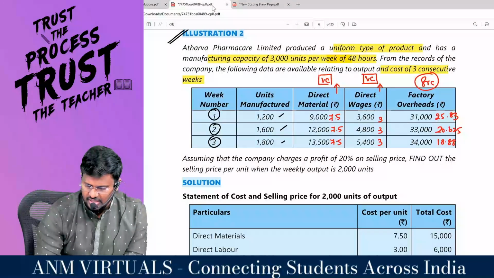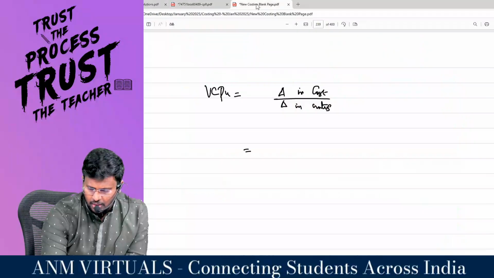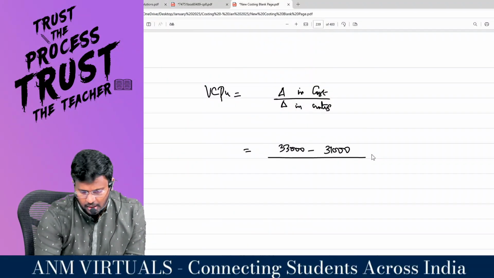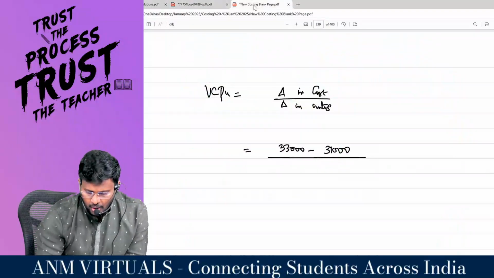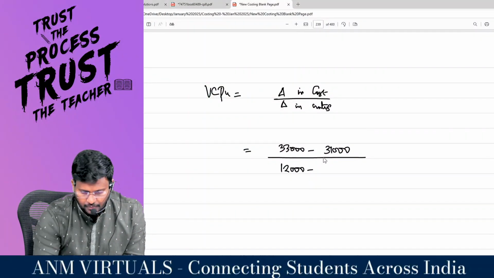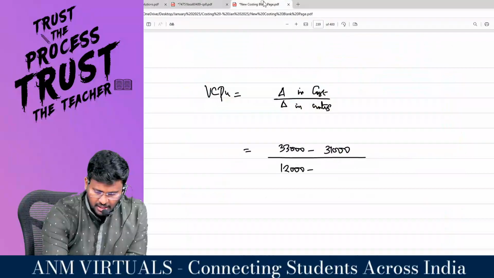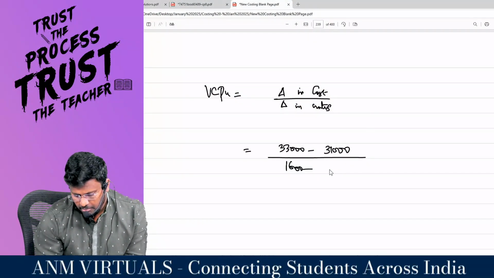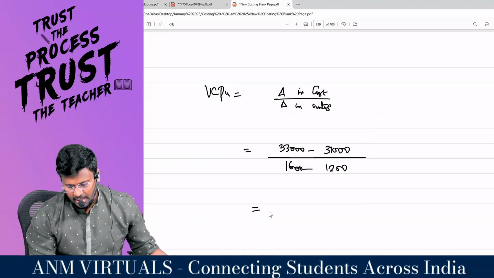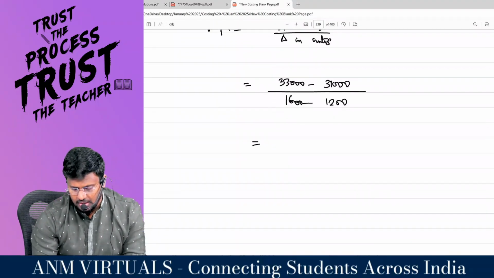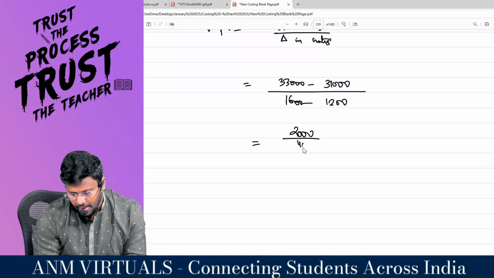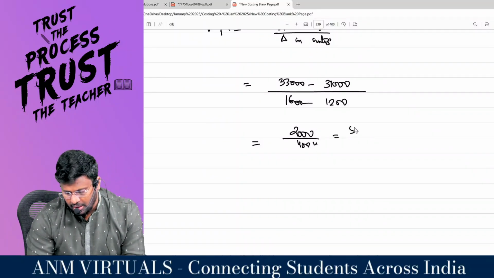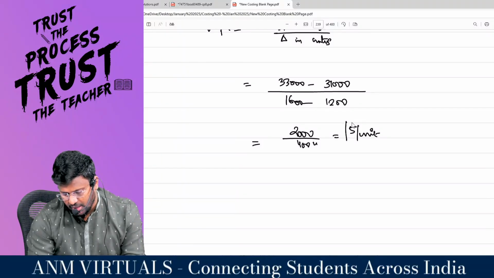Change in cost is nothing but 31,000 and 33,000. So 33,000 minus 31,000. Comfortable? Divided by 1,600 minus 1,200. That means 33,000 minus 31,000 divided by the change in units. So 5 per unit is the variable cost.